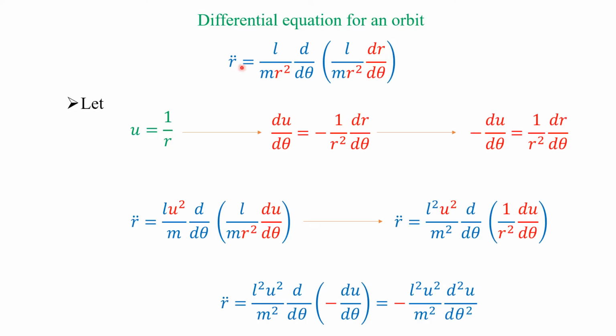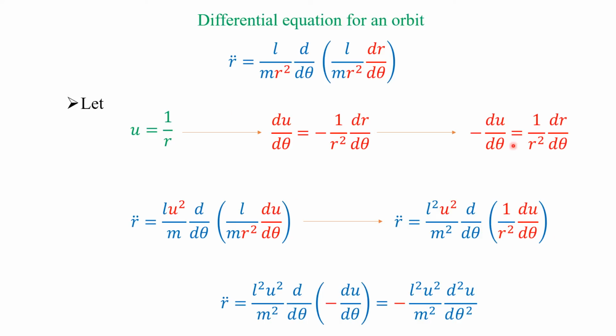Now you take this expression r double dot. See the red color bond, 1 over r squared is equal to u squared, so I have replaced this. And you have seen L over m here, and also one L over m. So you take L over m outside, then this will become L squared over m squared. Of course, there is u squared here, d by d theta into 1 over r squared du by d theta. That is the rest of the terms which I have shown in the red color bond.